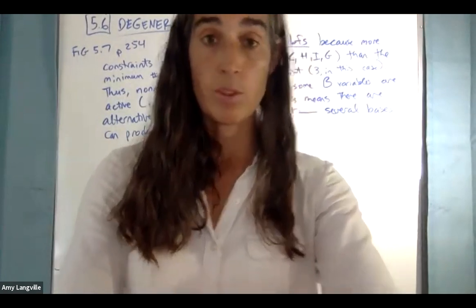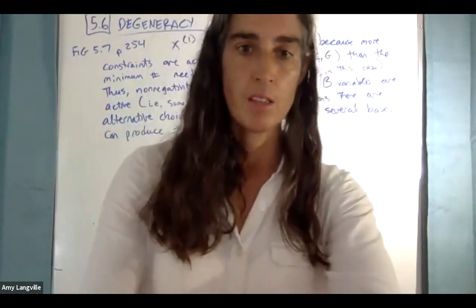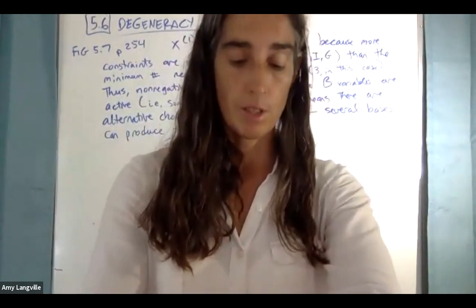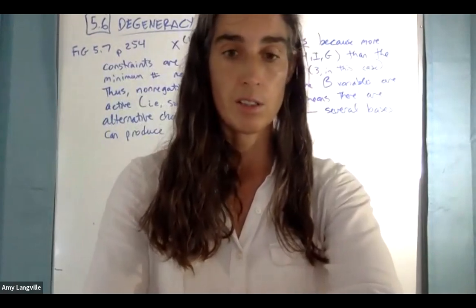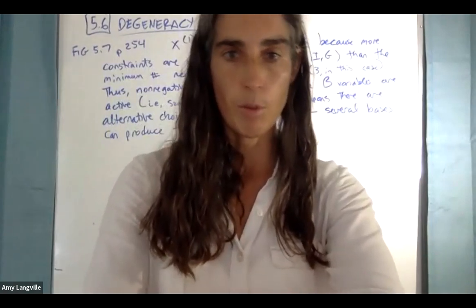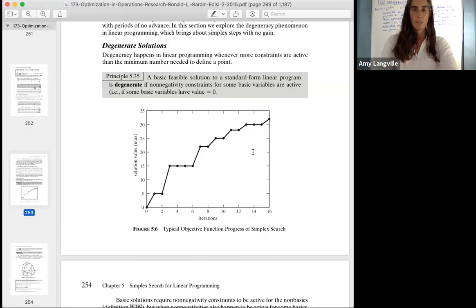Okay, section 5.6 is about degeneracy. This is a really neat theoretical topic and also has practical implications. So I actually want to start with the figure from our book. This is on page 253, figure 5.6.